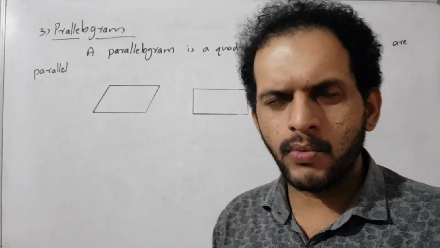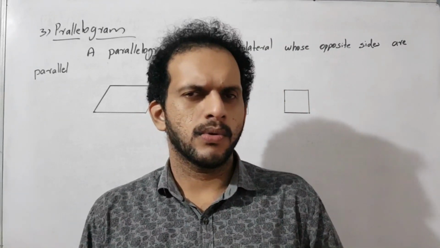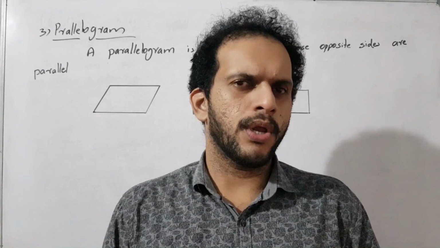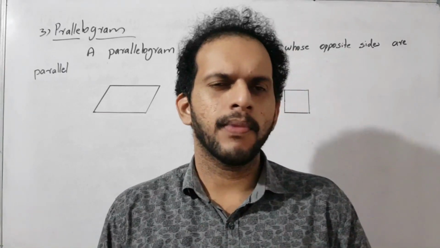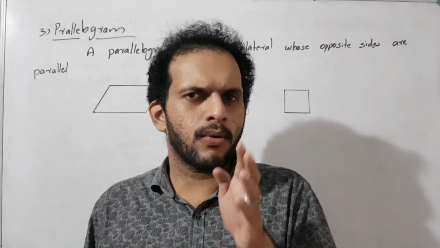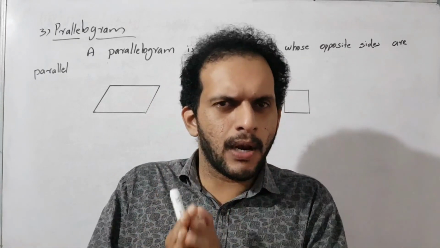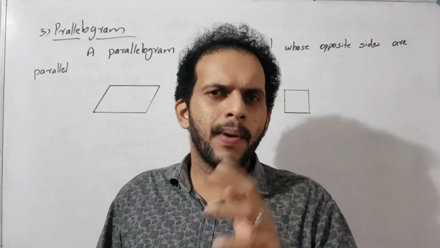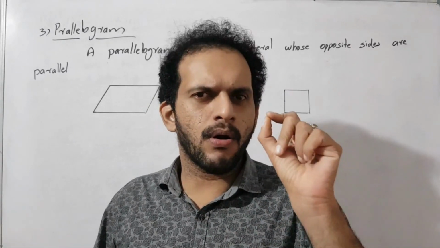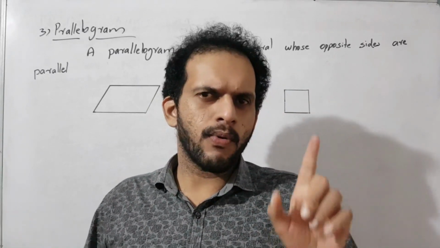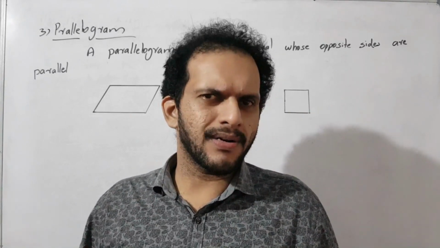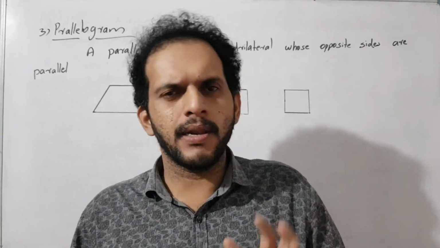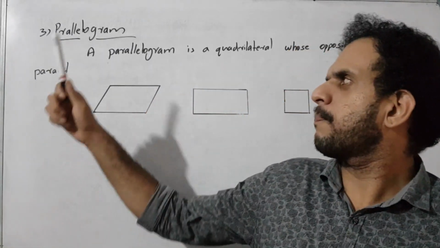A parallelogram is a very important quadrilateral. We have so many ideas and properties that we need to apply in problems. What is a parallelogram? A quadrilateral whose opposite sides are parallel. Not only one pair of opposite sides, but two pairs of opposite sides are parallel, then only it is called a parallelogram. If one pair of opposite sides is parallel, it is called a trapezium. If both pairs of opposite sides are parallel, it is called a parallelogram.